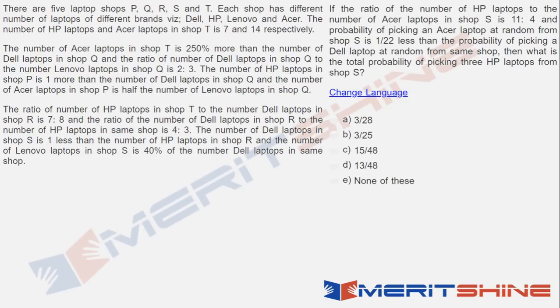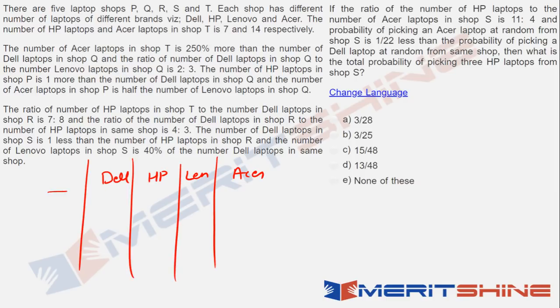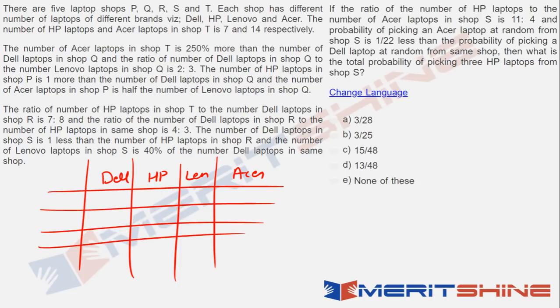Now this is some data, but the first thing that you will need to do is make a small table, a structure like this. Dell, HP, Lenovo and Acer, the 4 brands of laptops. Fine. Then you make this kind of a structure for 1, 2, 3, 4, and 5 shops. This is P, Q, R, S and T. What's given to you, you can fill up very quickly. The number of HP laptops and Acer laptops in shop T is 7 and 14. So HP and Acer, this is 7, this is 14, that's given to you here. Just keep reading, you can fill it up quickly.